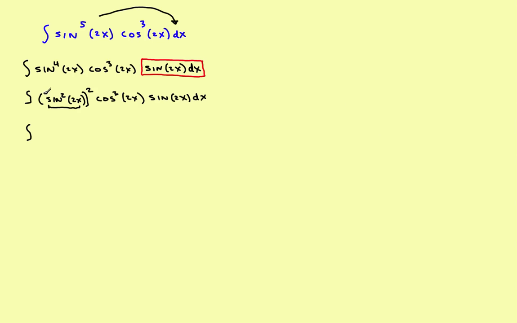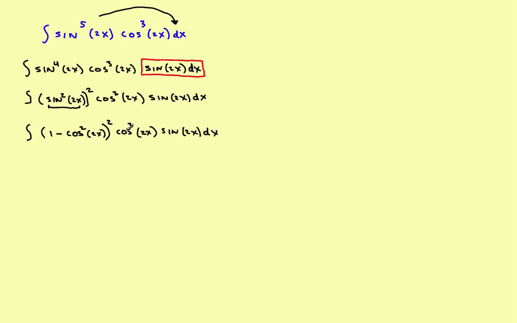Now the reason you're doing that, you want to take this entire thing right here and change it all into cosines. So what this is going to give you is 1 minus the cosine squared of 2x. Now the whole thing is still squared. And then you've got it multiplied by the cosine cubed of 2x. And you still got this sine of 2x out here.